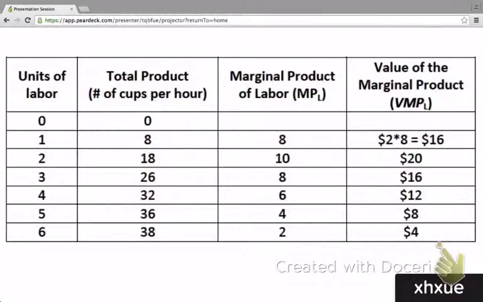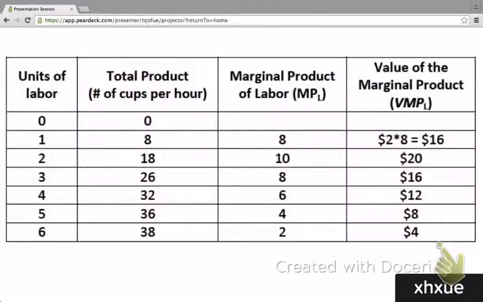The second worker produces 10 glasses of lemonade, 10 times 2 is 20, so they produce $20 of value. The third worker produces $16 of value, and so on. We're just multiplying the marginal product of labor by the price of the glass of lemonade to see how much revenue each worker brings in. And that's what we call the value of the marginal product of labor.